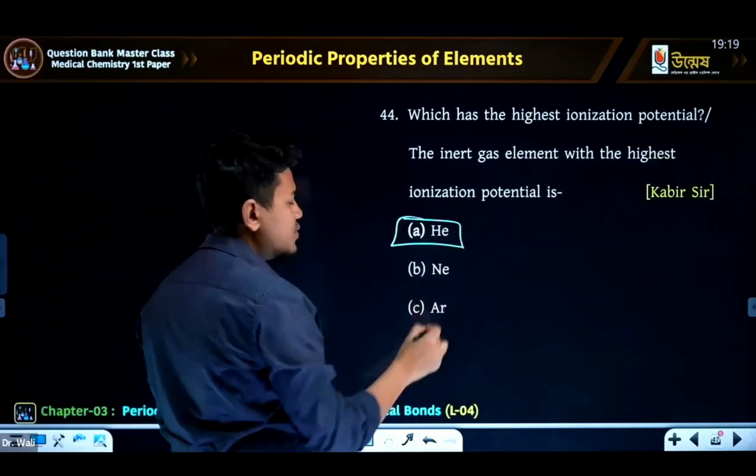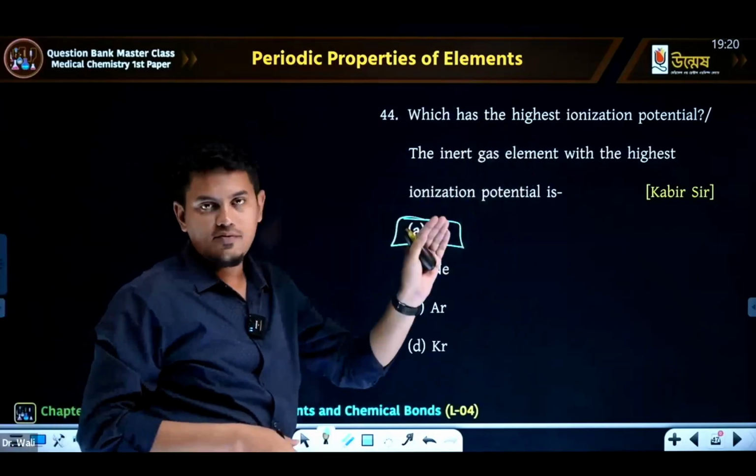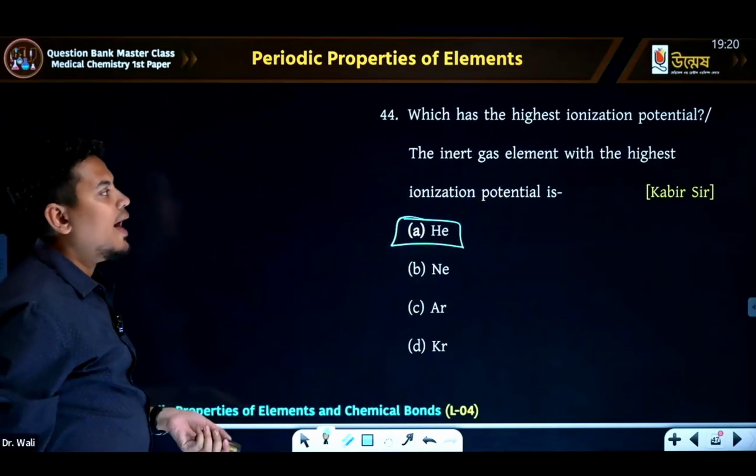Which has the highest ionization potential? So certainly helium. As we know, from top to bottom, ionization energy decreases. So the highest will be at the top and at the right. Left or right? Right. At the rightmost top, there is helium. So helium should show the highest ionization potential.